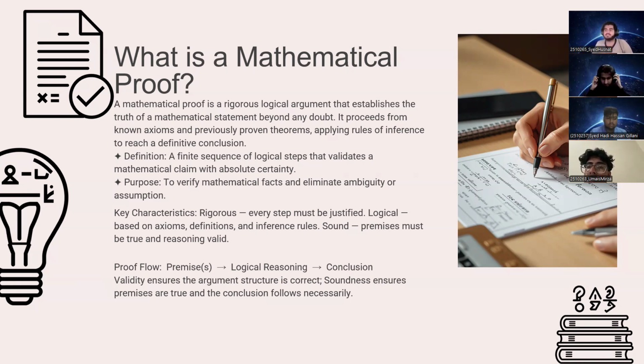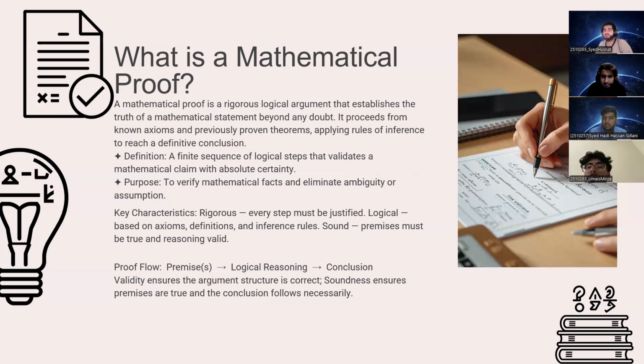So there are three important keys that make our proof valid. Those are, we can say, it must be rigorous, meaning every step is justified. Logical, meaning it's based on definitions and accepted rules. And sound, meaning the starting premises are actually true and the reasoning is correct.